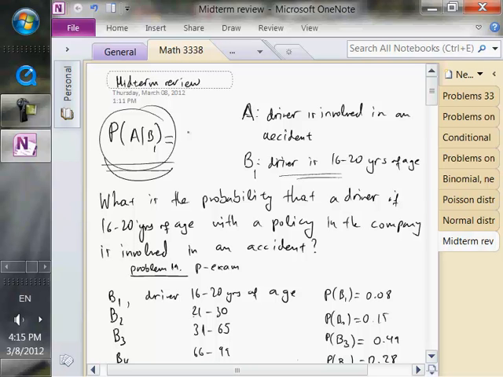So what kind of probability does this question ask? It is asking about the conditional probability. What is the condition? The condition comes from the modification of the subject. The modifiers, which are the modifiers? If that customer is of 16 to 20 years of age with a policy in the company, there are 2 modifiers, this and this, and "with" connects them.